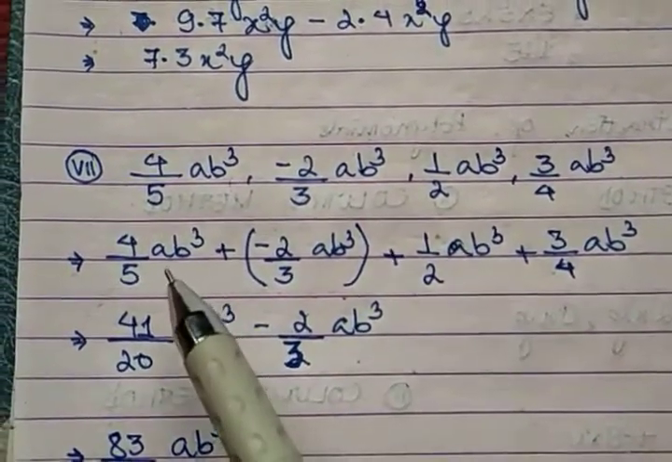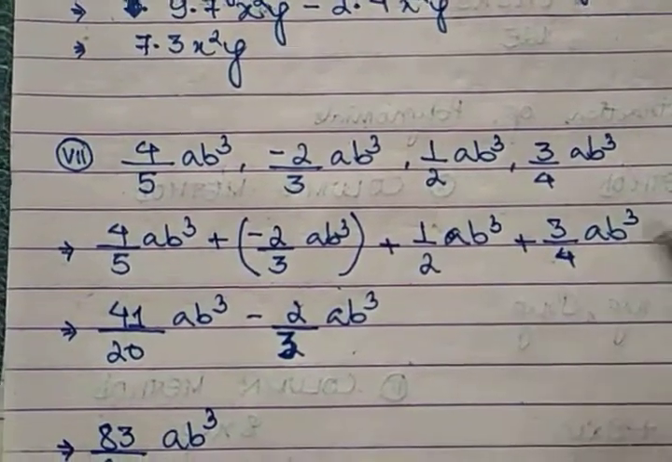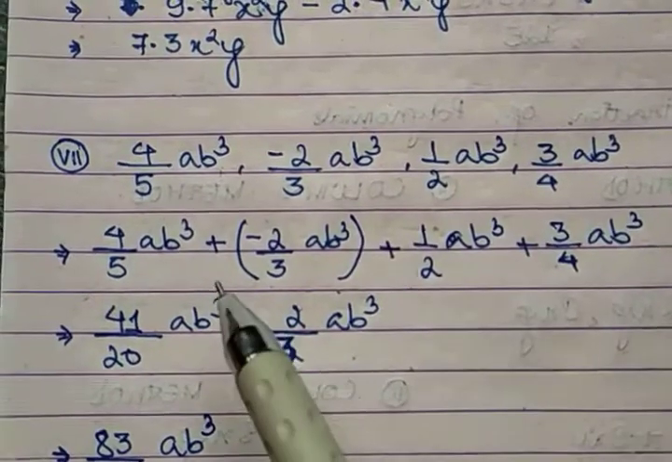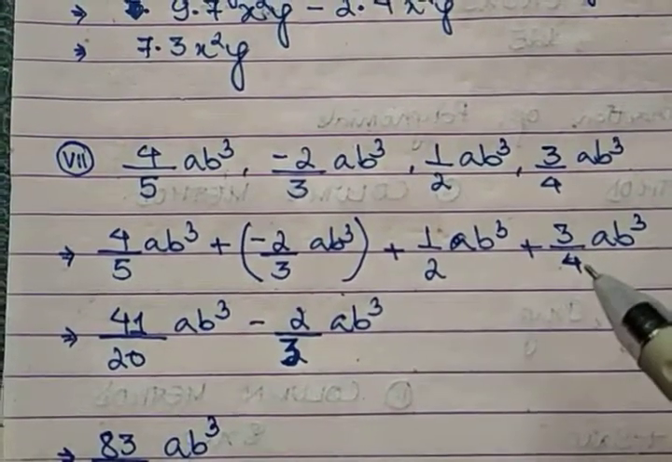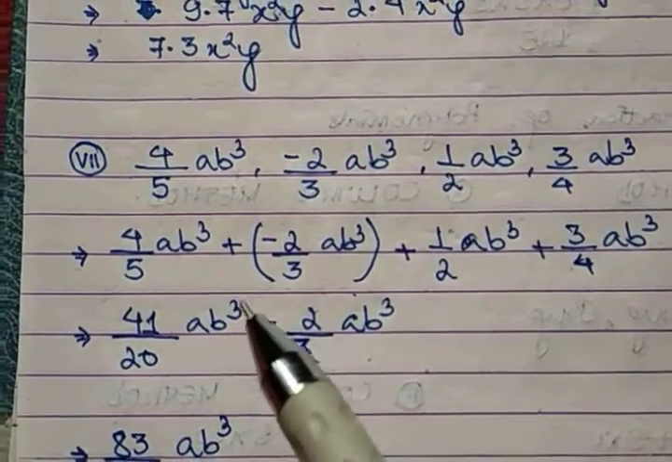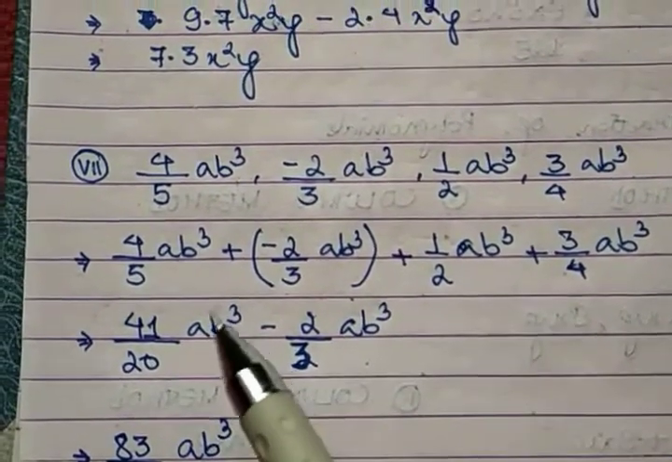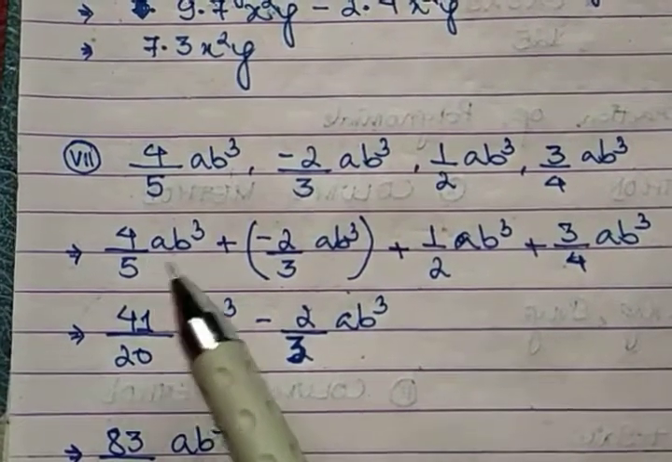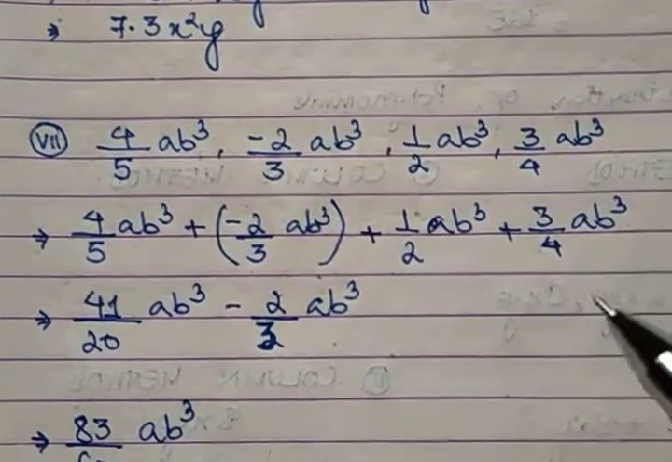So what do we know here again? First, third and fourth have the same signs. So same signs are added and the sign remains the same. So again, all we need to do is go with the constant terms, isn't it? So 4 by 5 plus 1 by 2 plus 3 by 4.